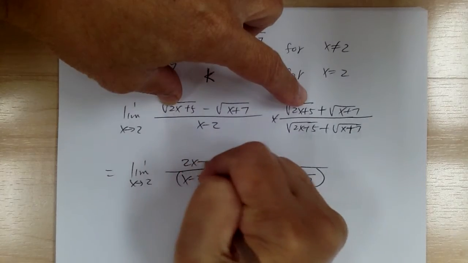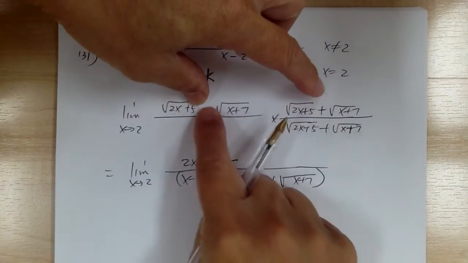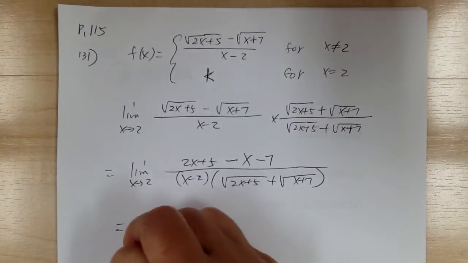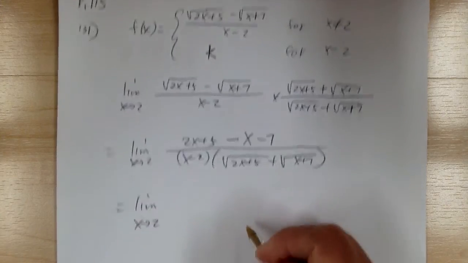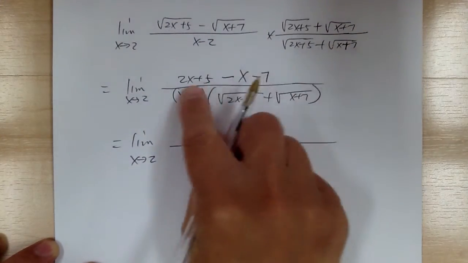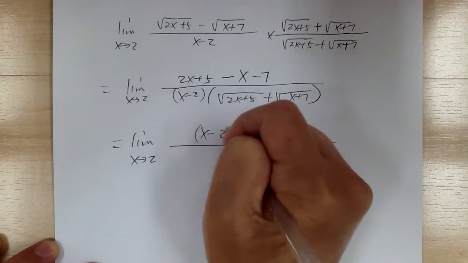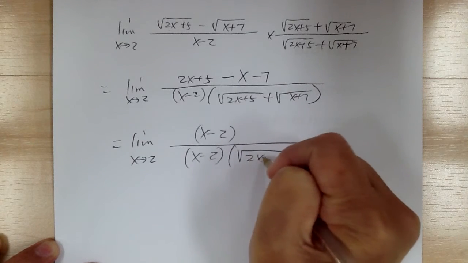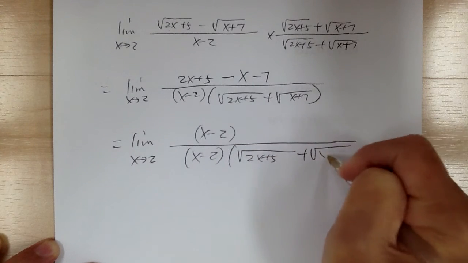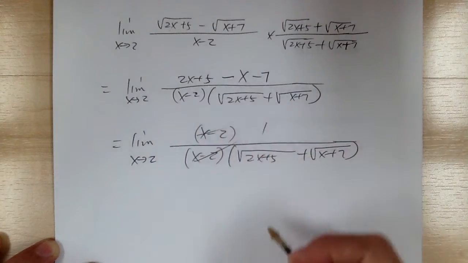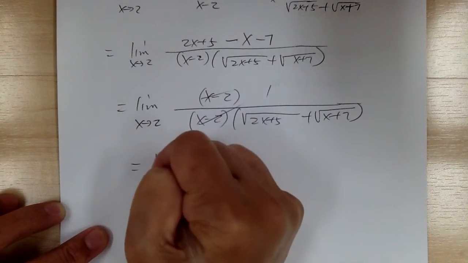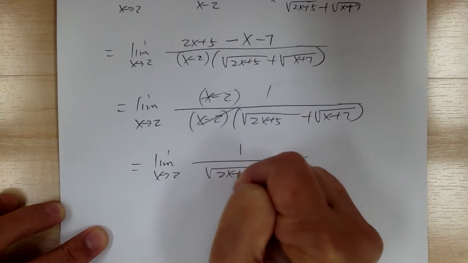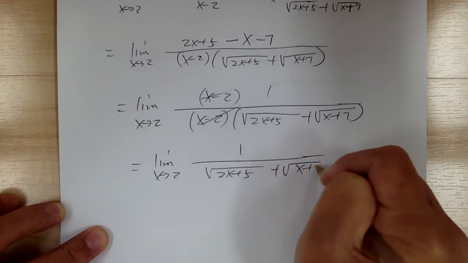So this will give you 2x plus 5. This will give you minus, and now you have to minus everything inside, so it will be minus x minus 7. So on the top, you're going to get x minus 2. On the bottom, you're going to get x minus 2. Again, that's the reason for the conjugate, so it will cancel out. So this will equal the limit as x approaches 2 of 1 over the square root of 2x plus 5 plus the square root of x plus 7.